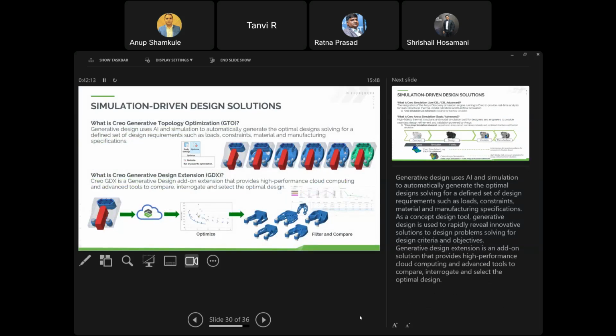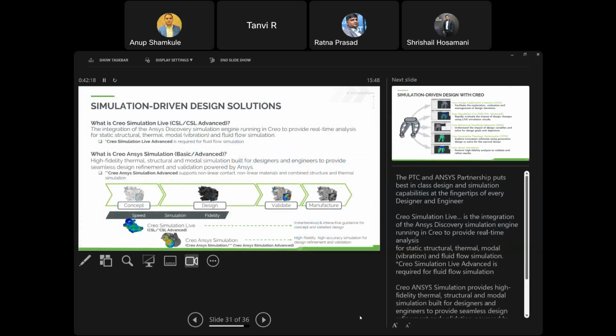One is the generative topology and generative design extension, which is cloud based, and then you have Creo Simulation Live, Creo Simulation Live Advanced, and Creo Ansys Simulation. You have a basic as well as an advanced option, depending on which phase we want to use it in, whether concept design, design phase, validation phase, or manufacturing phase, in terms of speed, simulation, and fidelity.